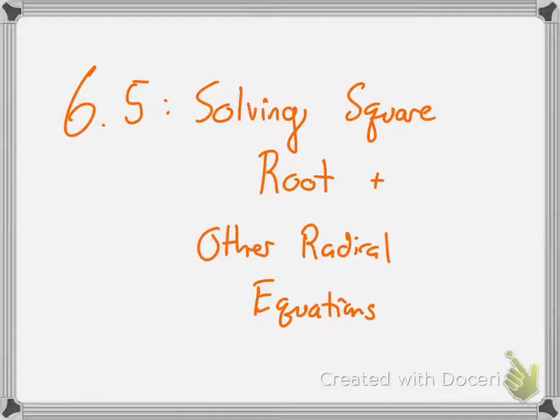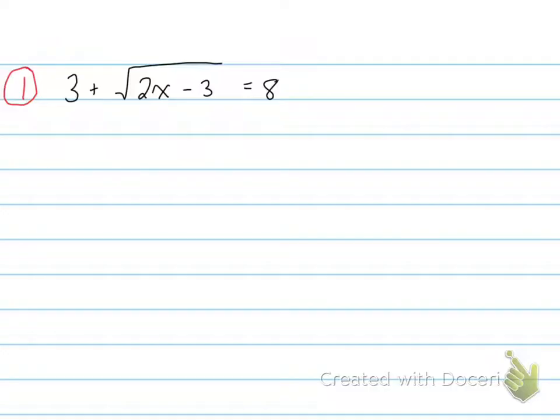In section 6.5, we're going to use everything that we've learned so far about radicals and use it to actually solve square root and other sorts of radical equations. So to start here, let's say we have the equation 3 plus the square root of 2x minus 3 equals 8, and I want to solve for x.